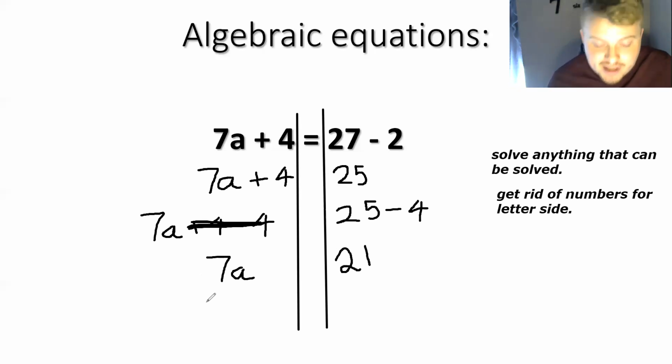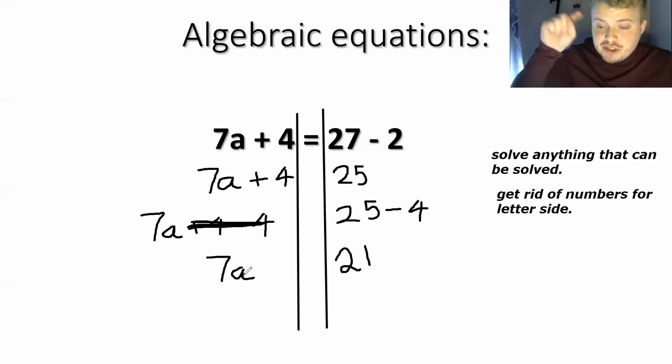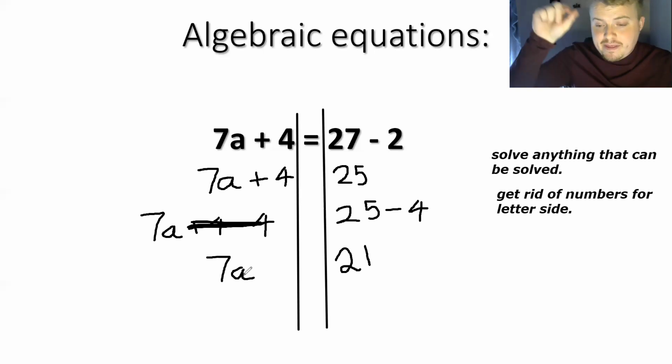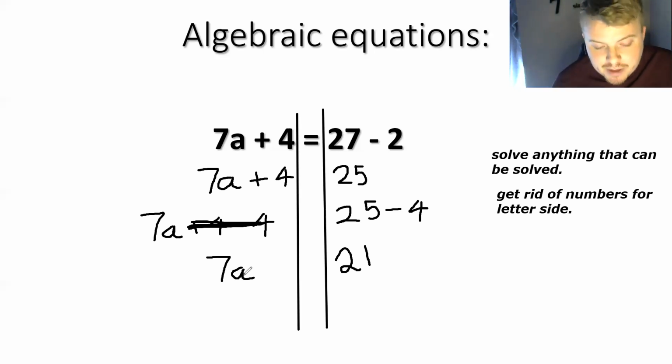This is why. At the moment, 7A means 7 times A. When there's a number next to a letter, it means that number multiplied by that letter, right? Now, up here, when I wanted to get rid of 4, I did the opposite. It was plus 4, so I just subtracted 4 to get rid of the 4. Down here, it's times 7. So to get rid of the 7, I've got to divide by 7, like this.